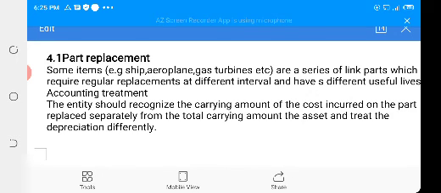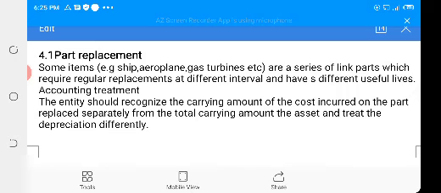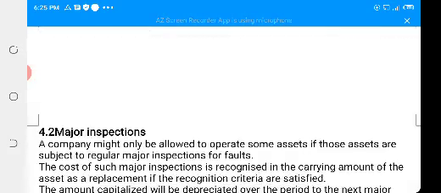The entity should recognize the carrying amount of the costs incurred on the parts replaced separately from the total carrying amount of the asset, and treat the depreciation differently. So when you have a part replacement, it should be capitalized and treated differently from the other parts. For example, you replace an engine of a car. That engine should be depreciated separately from the depreciation of the whole car. So that is the meaning of part replacement.